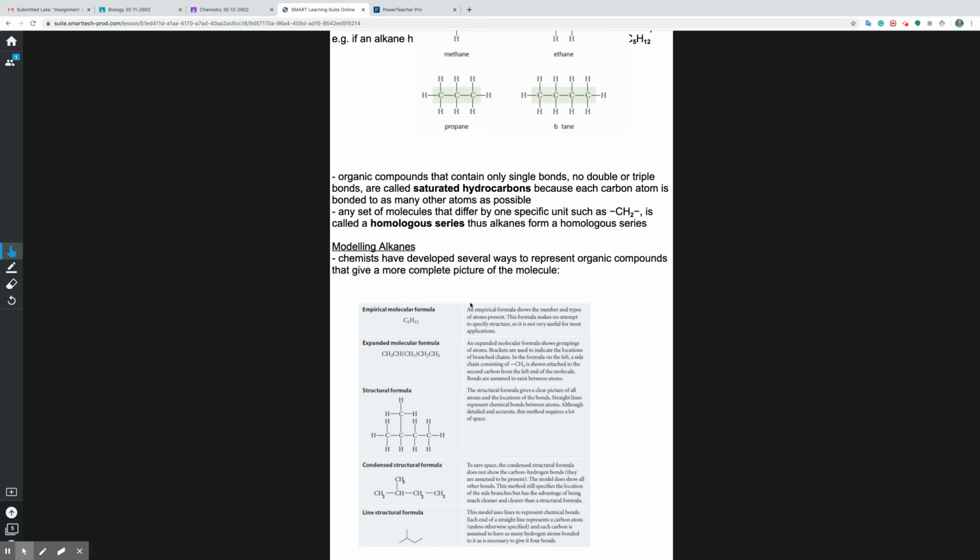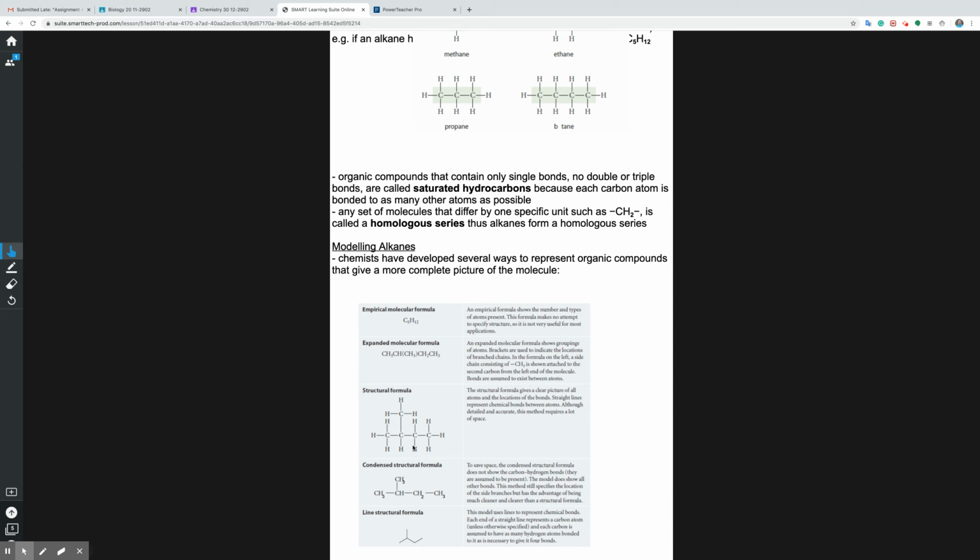The expanded molecular formula now shows the groupings of atoms. Brackets are used to indicate the location of branches. In the formula to the left, a side chain consisting of CH3 is shown attached to the second carbon. So we have CH3, CH, and this CH3 is branching off of this second carbon. That's why we use the brackets there. And then CH2, CH3.